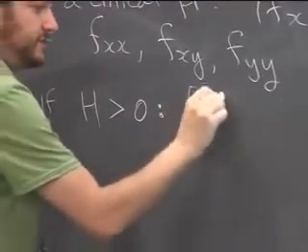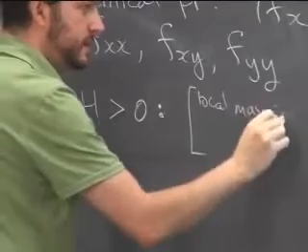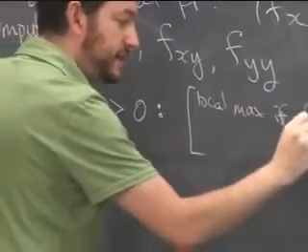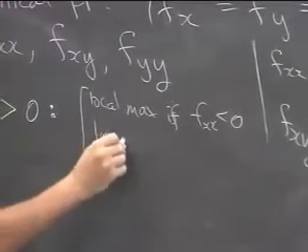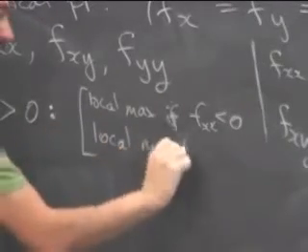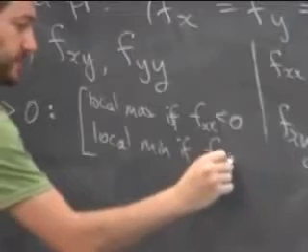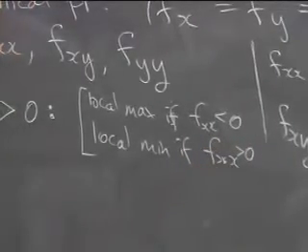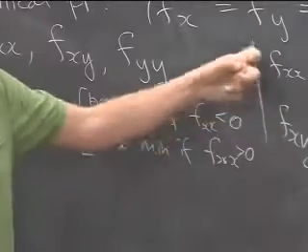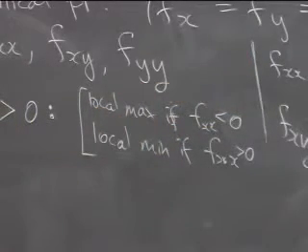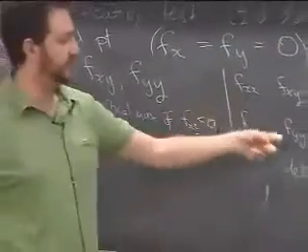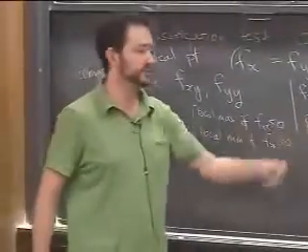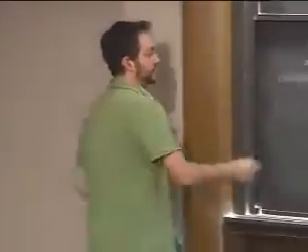It's a local max if the second derivative in the x direction is negative. But it's a local min if the second derivative in the x direction is positive. So having seen that the determinant is positive, you just have to look at the top left corner. And if that's negative, you've got a maximum. Actually, you will find that if this is negative, then so is that. If this is positive, then so is that. So it doesn't really matter which corner you look at, you'll get the right answer.